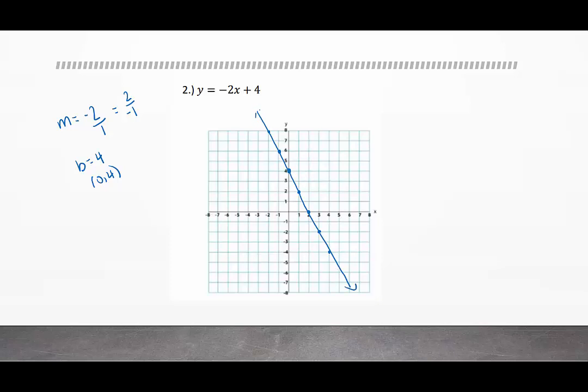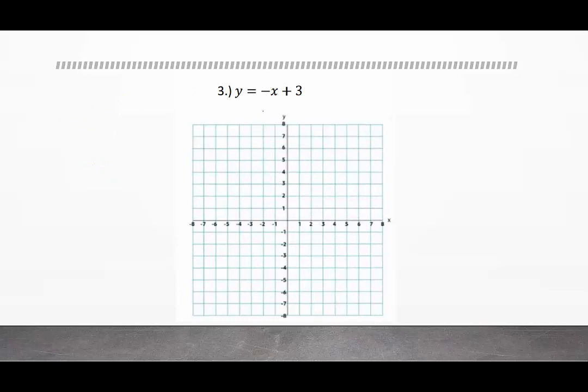Yeah, we get the idea. And so that's what the line would look like for this second example. The third example, for this one I see the slope. Wait, I don't see the slope. So what is the slope?